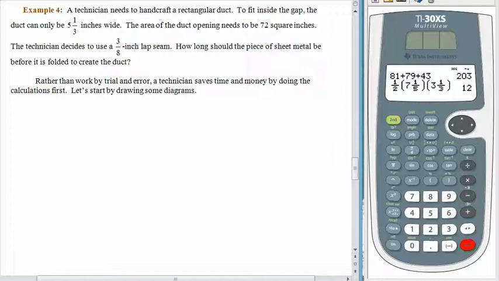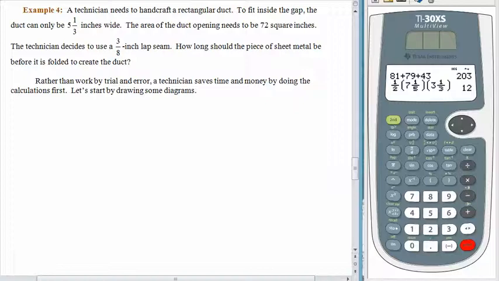So what we need to do is take a piece of metal and actually fold this to create the duct. And in order to keep the two edges together, we're going to use a lap seam of 3/8 of an inch. And the question is, how long should the piece of sheet metal be before it gets folded?